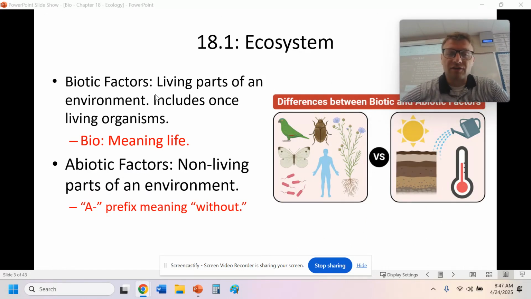Biotic factors are living things in an ecosystem, and this includes once living things, like let's say a dead tree stump. Abiotic factors are non-living things such as sunlight, temperature, precipitation, water, wind, anything like that. That is an abiotic factor. They have never been living. So biotic is living, abiotic is not living.